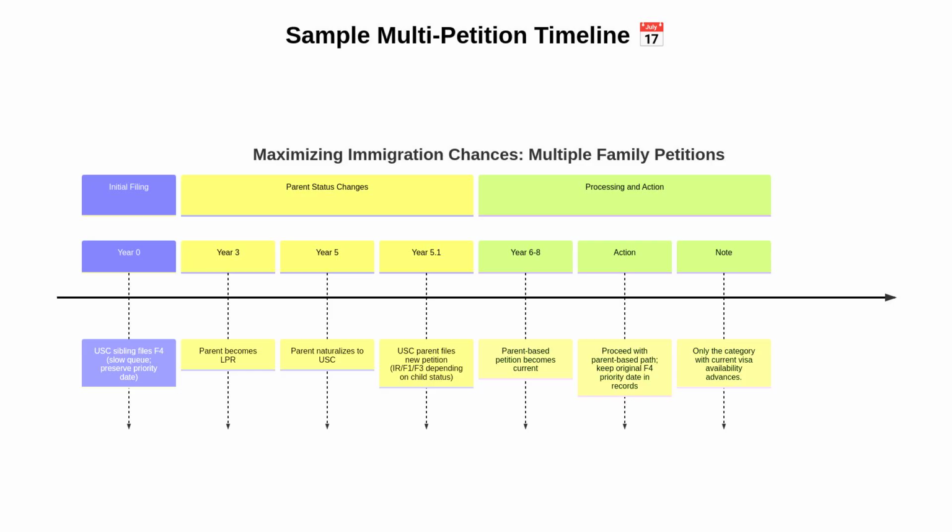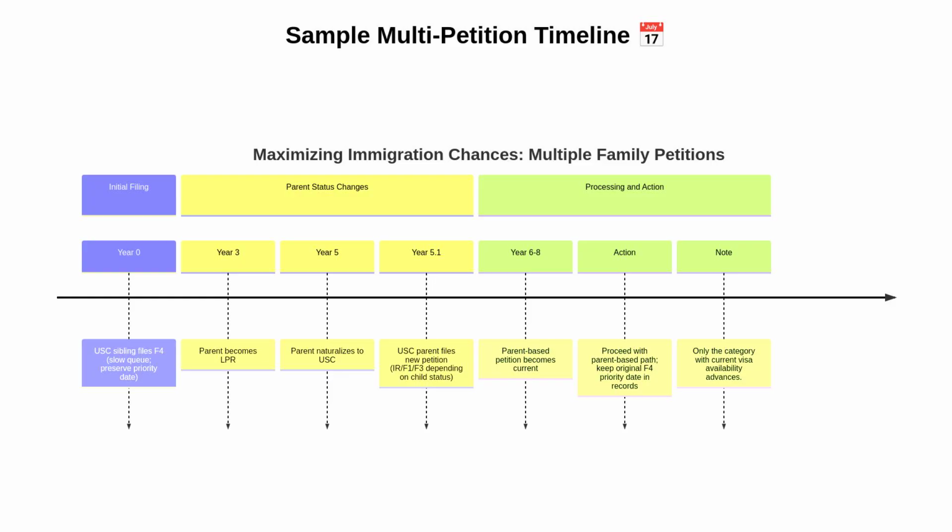citizen. Immediately after naturalization, the parent files a new, faster petition, potentially as an immediate relative, F1, or F3 depending on the beneficiary's marital status and age. Between years 6 and 8, the parent-based petition becomes current and moves forward. Throughout, the earlier F4 priority date is maintained in records, which can sometimes be advantageous if category conversion rules allow. However, only the category with current visa availability actually advances.